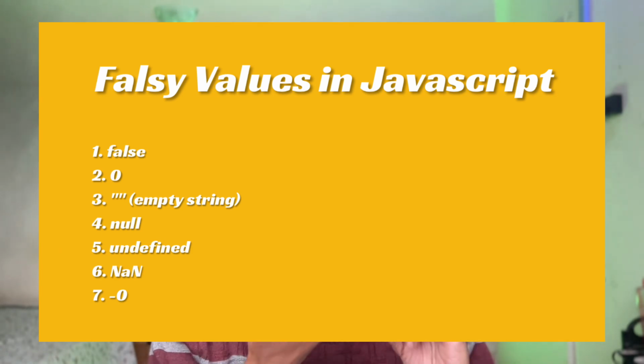There are only a few falsy values in JavaScript. We have false. False itself, which is a Boolean value, is a falsy value. 0 is a falsy value. An empty string is a falsy value. Not a number, NaN, is a falsy value. Null is a falsy value. Undefined is a falsy value. -0 is a falsy value.